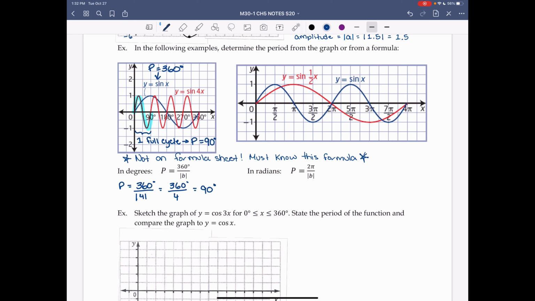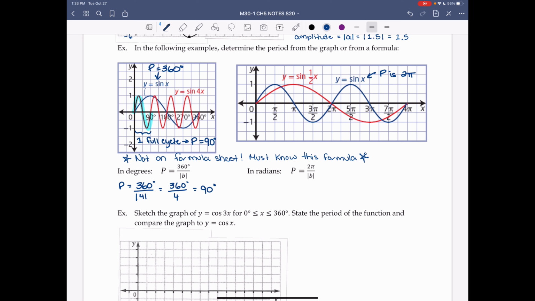Taking a look at the next one, which is in radians, we have y equals sine x in blue. We see that 1 full cycle, go up, go down, and back to 0, is at 2 pi. So here our period is 2 pi.